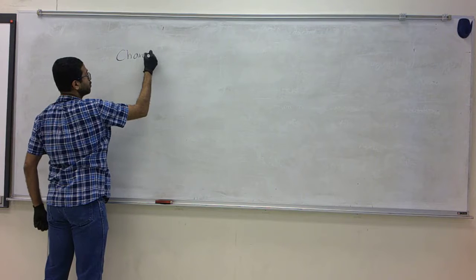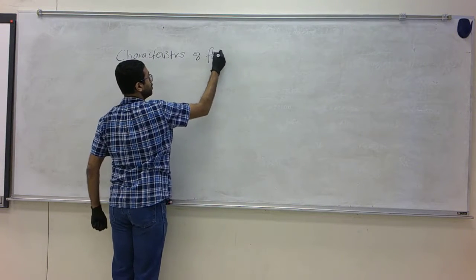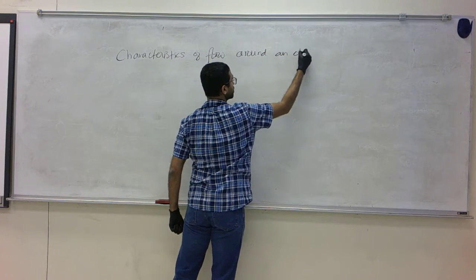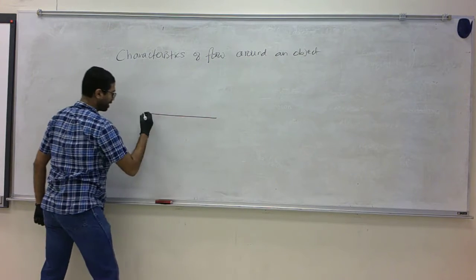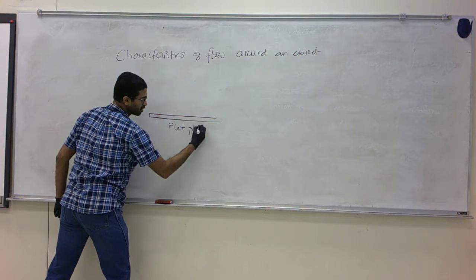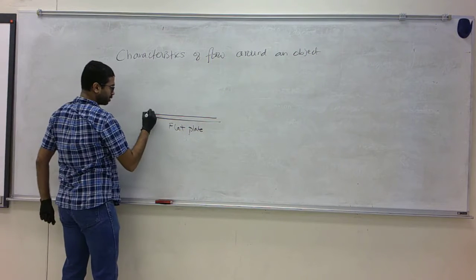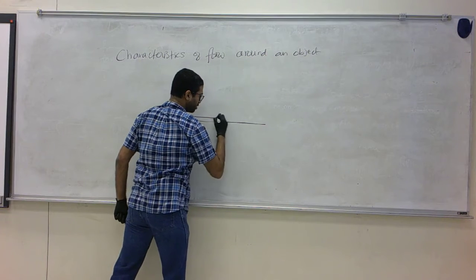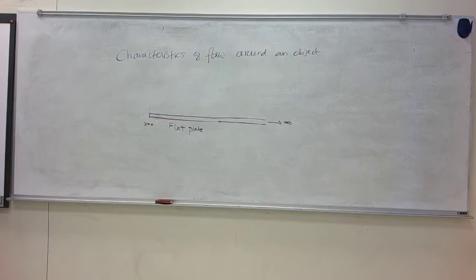Characteristics of the flow around an object. So we will begin our discussion by considering a flat plate, which is a very simple geometry. Sometimes it's called the semi-infinite plate, because at one point it starts and we don't talk about where it ends. We just think that it goes up to infinity. So it's called a semi-infinite plate.